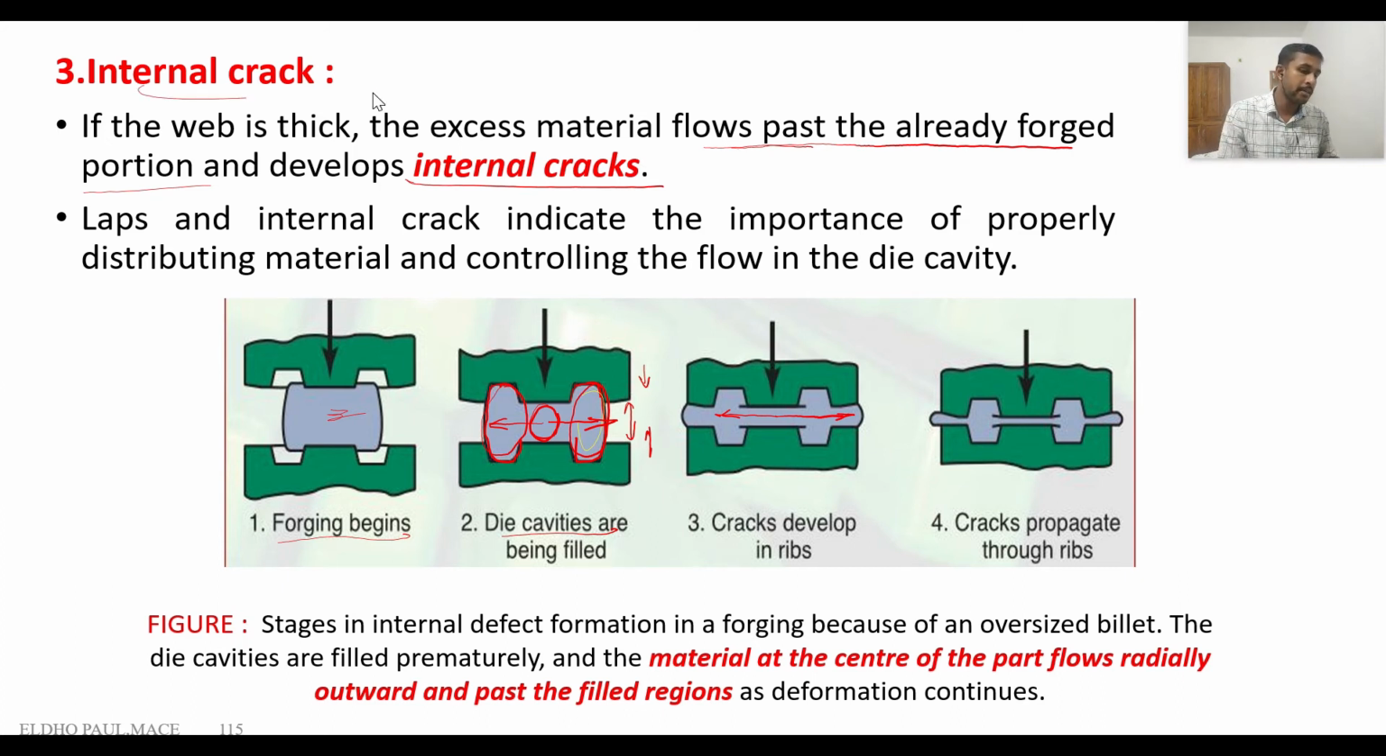So how can we avoid this? Reduce the web thickness. If the web thickness is very small, a lap defect is formed. If the web is thicker, then an internal crack will be formed. So there is an optimum web thickness to avoid these two defects.